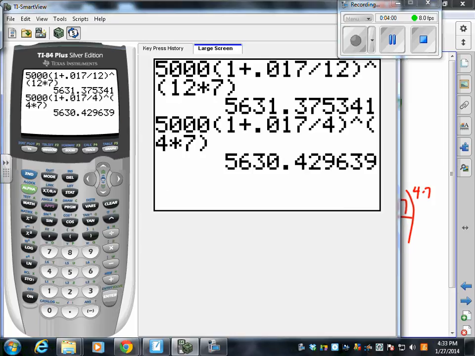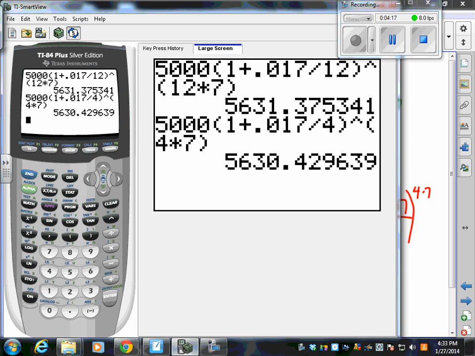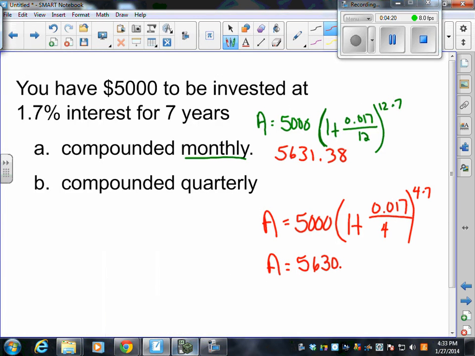And notice that we didn't lose a whole lot of money there. We lost right around $1. So it's $5,630.43.